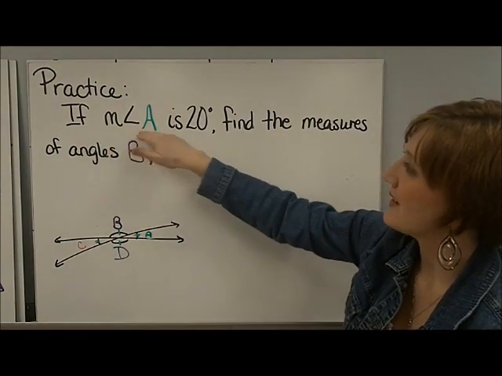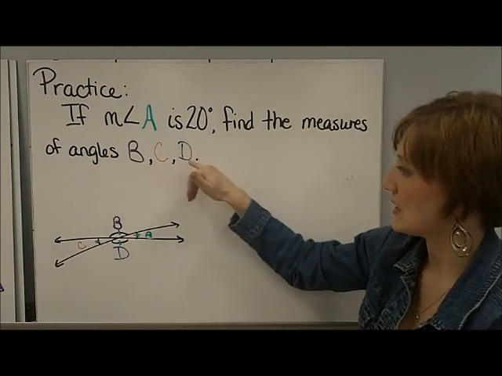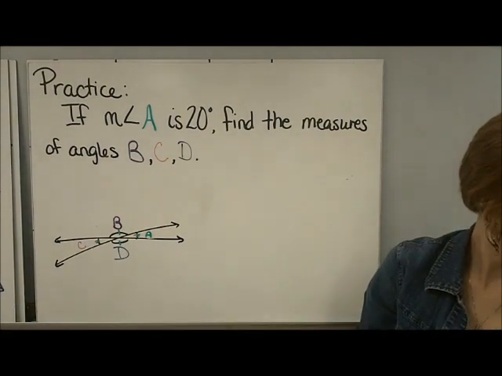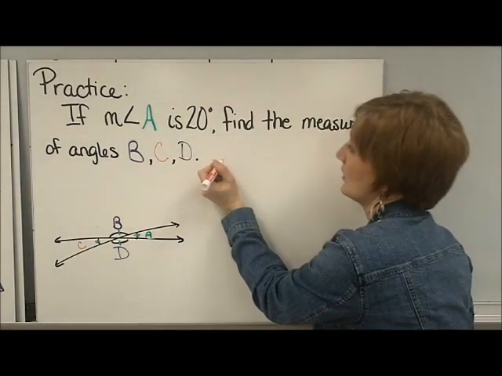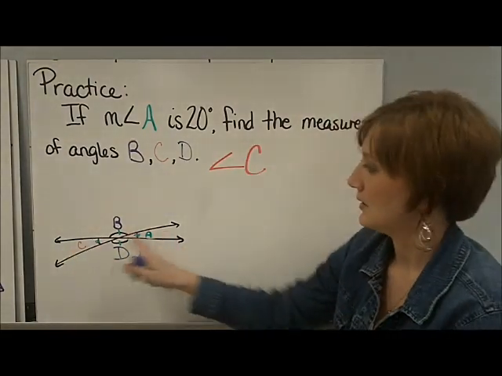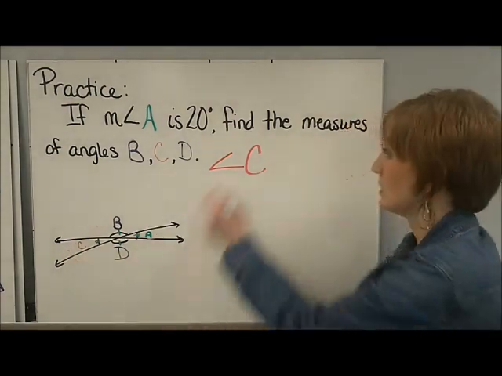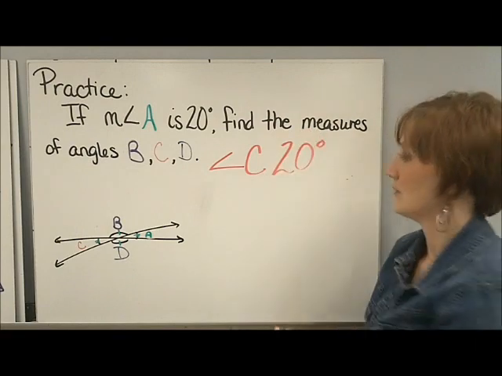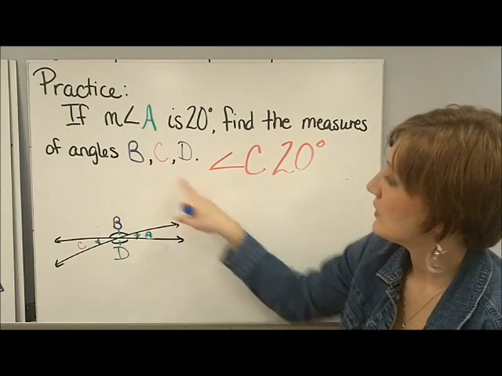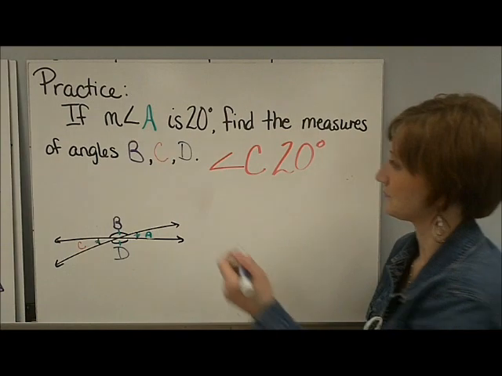So if the measure of angle A is 20 degrees, find the measures of angles B, C, and D. So angle C, we know right off the bat. Angle C is a vertical angle, and it's going to be the same here and here. So if A is 20 degrees, C is also 20 degrees. Okay. B, we can figure out because A plus B is going to give us 180 degrees.